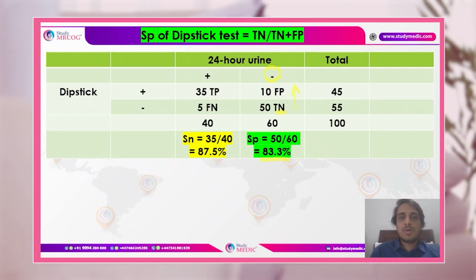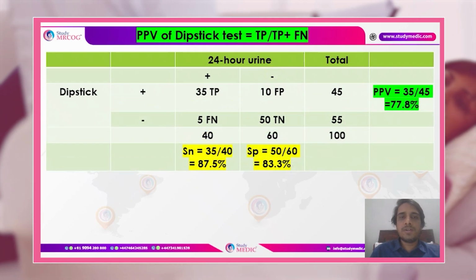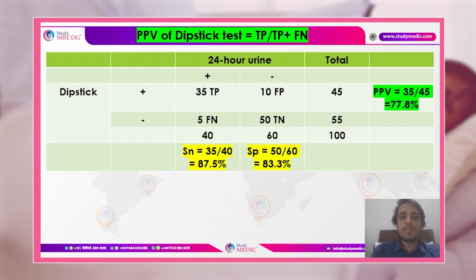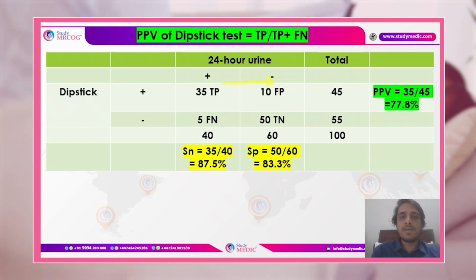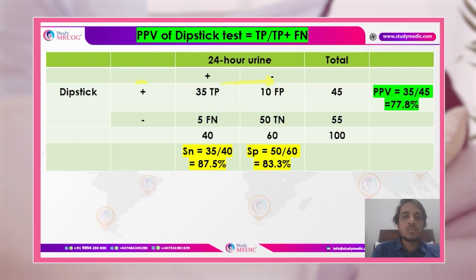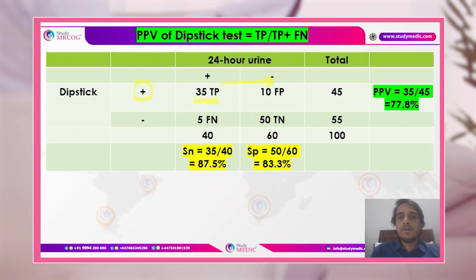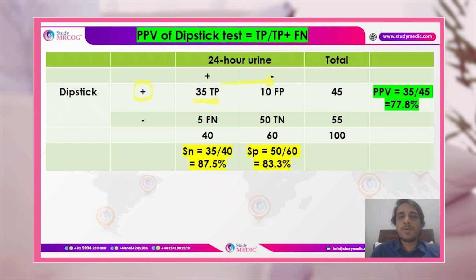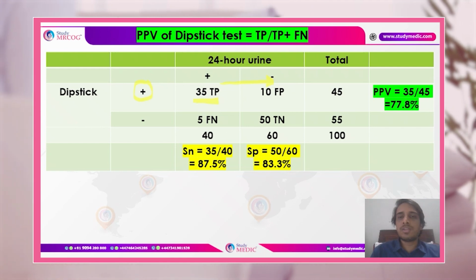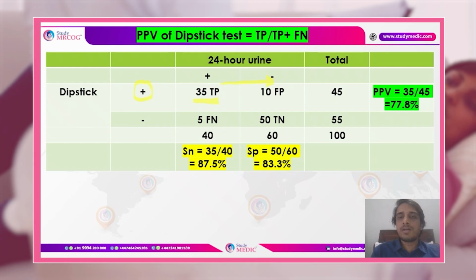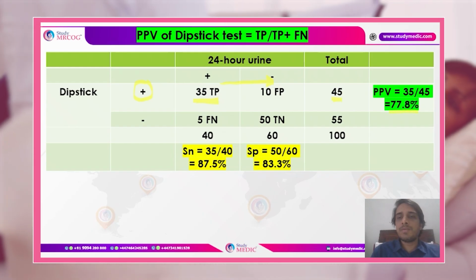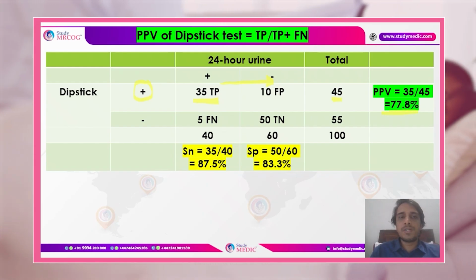Now what is the positive predictive value of the dipstick test? Positive predictive value: left to right, amongst those who tested positive, how many are having the condition? So it is true positive divided by true positive plus false positive. So it is 35 by total 45, which equals 77.8%. That is the positive predictive value of the dipstick test.